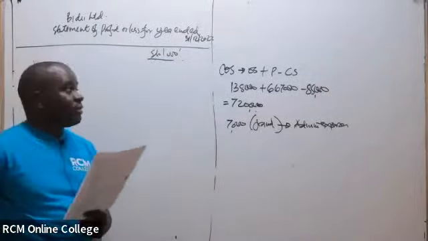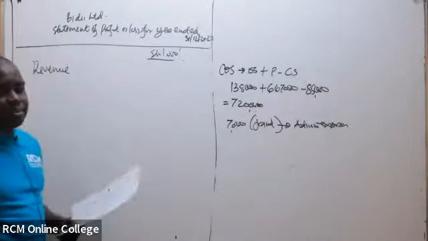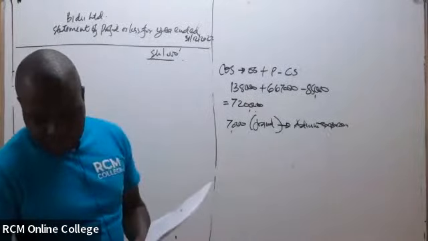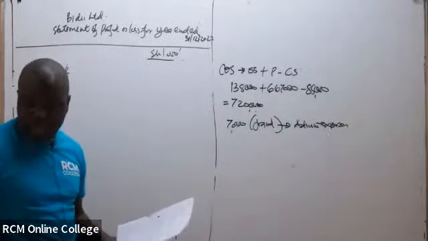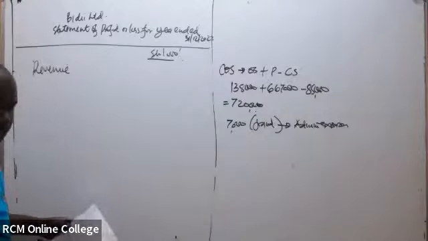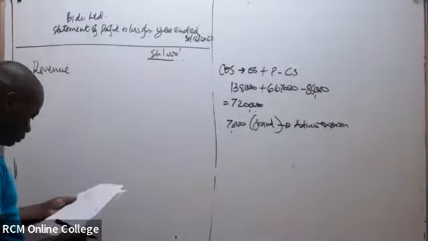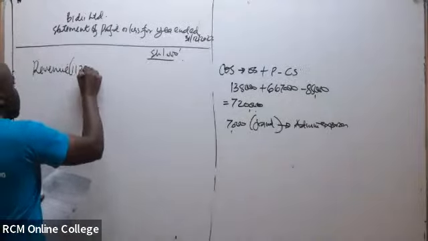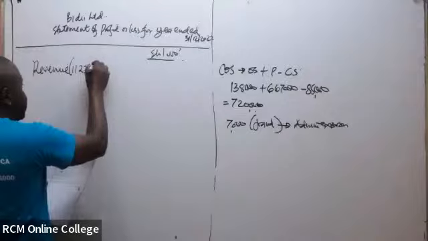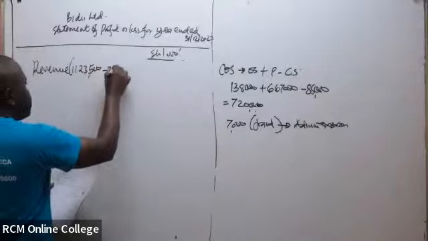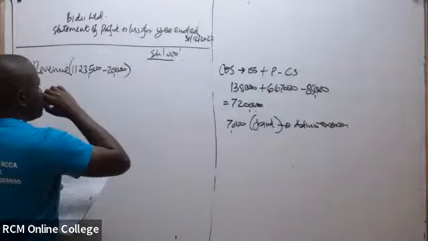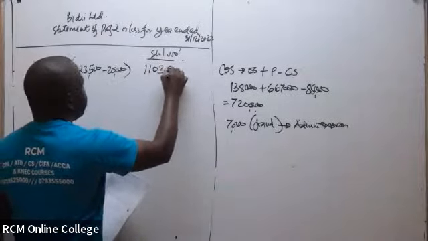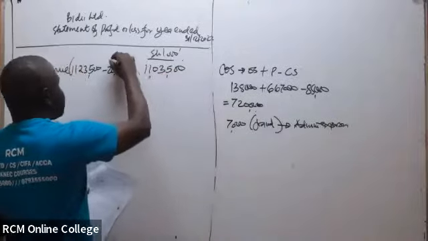So this is not part of the revenue or the sales. We have to eliminate it. So our sales will become 1,123,500 minus 20 million, which gives 1,103,500. Remember, this one was an item of plant.